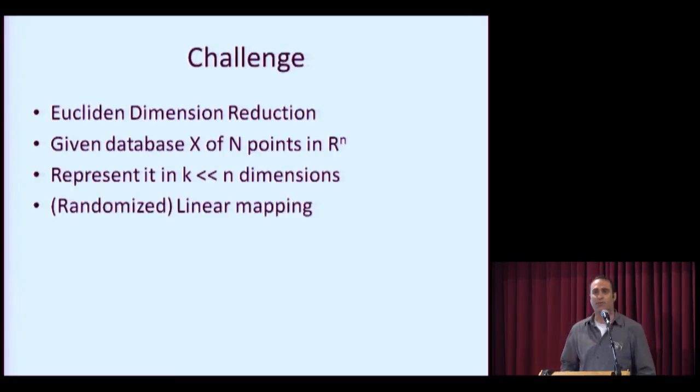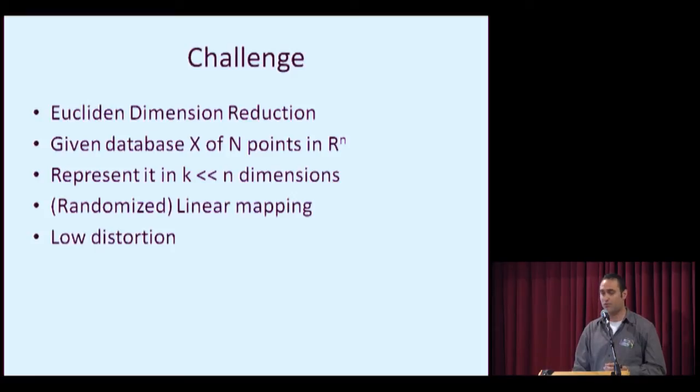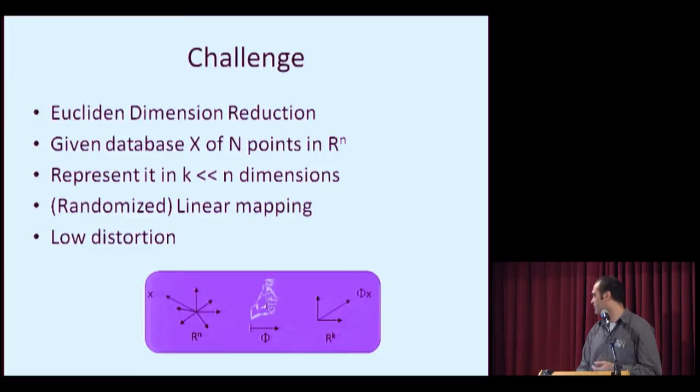You want to do it using a randomized linear mapping. It's not the only way to do it. You can see lots of literature about nonlinear approaches, but this is what I'm going to talk about. Of course, if it's linear, it has to be randomized. You'll see in a second why. And you want to have low distortion. What I mean by that is that I want to preserve all the pairwise distances in this set, big X, to within some small error. In this case, it will be a multiplicative error of 1 plus epsilon, 1 minus epsilon. So this is the picture. Your point x is in R^n. You flip some coins, you come up with some matrix, call it phi, and then you get a k-dimensional point, call it phi x.